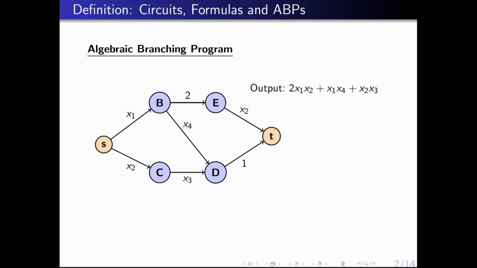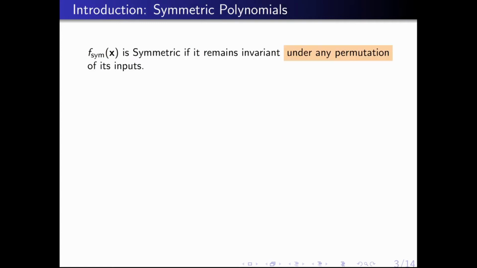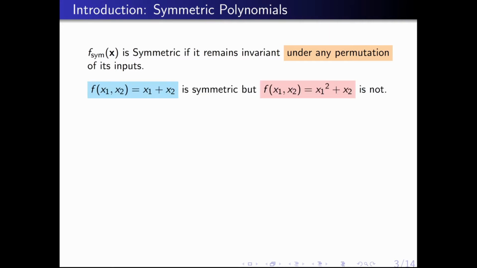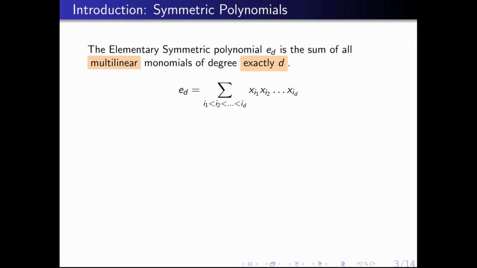As this is a study about symmetric polynomials and their complexities, let's recall the definition of symmetric polynomial along with some other classes of symmetric polynomials. Let's start. A polynomial is symmetric if it remains invariant under any permutation of its inputs. For example, x1 plus x2 is symmetric, but x1 square plus x2 is not. Let's define some other specific types of symmetric polynomials.